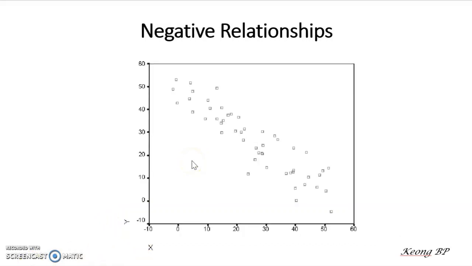Now we look at another type of scatterplot which shows negative relationship. A negative relationship scatterplot will have such an outlook as what is being shown in the diagram. The relationship could be interpreted as when one variable increases, the other variable decreases, or the other way around is true as well. For example, when y increases, x decreases.